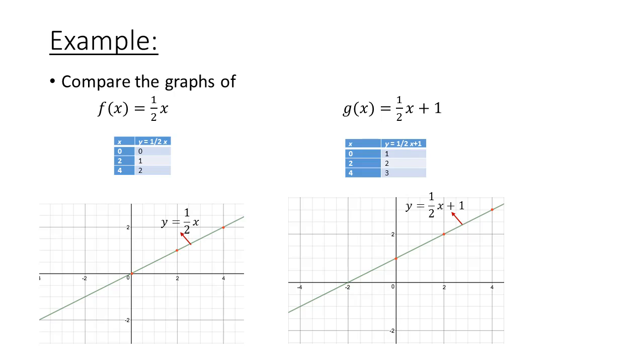For example, look at the first graph. It passes through the origin, but the second graph passes through the point x equals 0, y equals 1. So the y-intercept is 1. So the second graph is shifted 1 unit up.